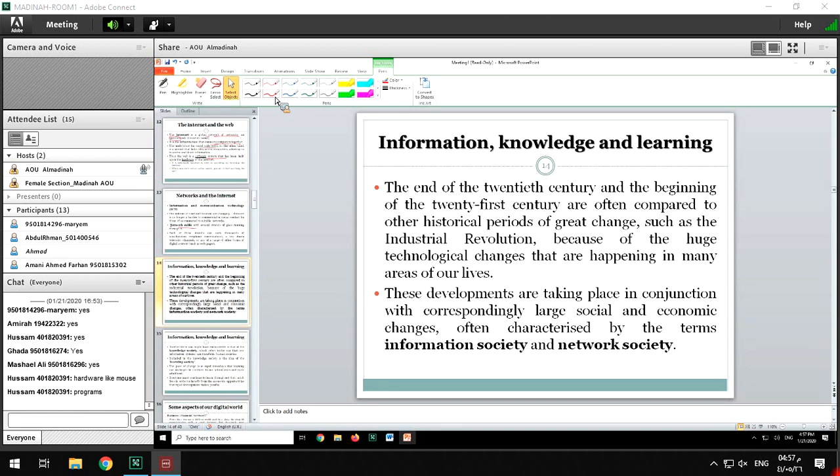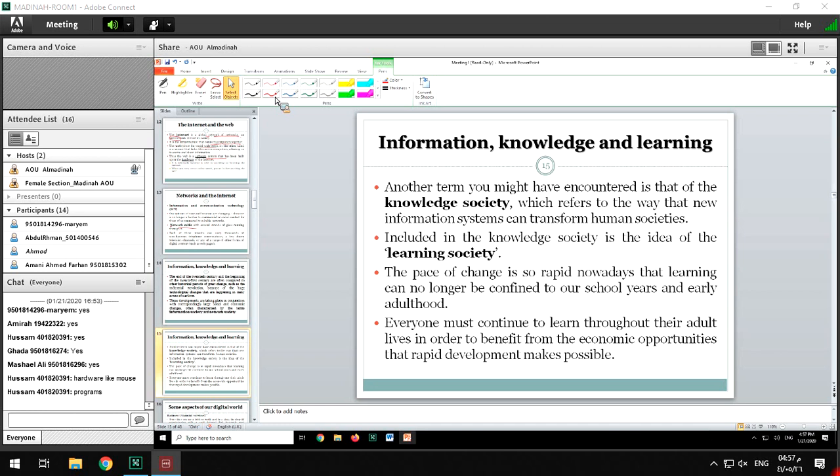The end of the 20th century and the beginning of the 21st century are often compared to other historical periods of great change, such as the industrial revolution, because of the change in technologies. These developments are taking place together with large social and economic changes, often characterized as the information society and network society. Because of these technologies, the changes are everywhere, whether in small scale or large scale business. Another term you might have encountered is the knowledge society, which refers to the way new information systems can transform human societies. The new technologies change the life of human beings. Included in the knowledge society is the idea of the learning society.